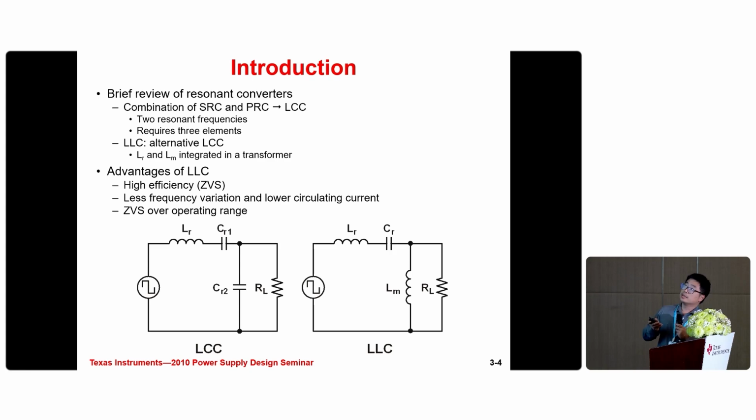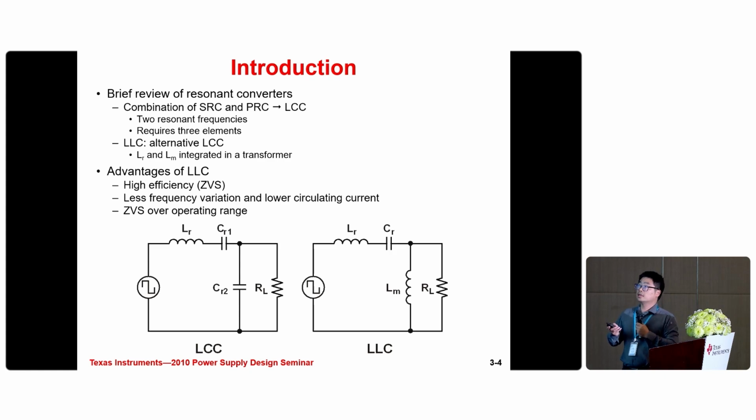The LCC has two resonant frequencies, and it will require three components here, right? If we just replace this resonant capacitor with a magnetizing inductor, we will get an LLC. And for the LLC, the magnetizing inductor and the resonant inductor can be integrated into a transformer. So finally, we will get just two components here.